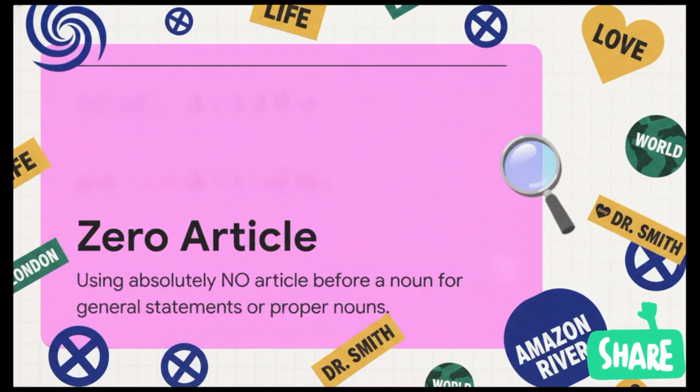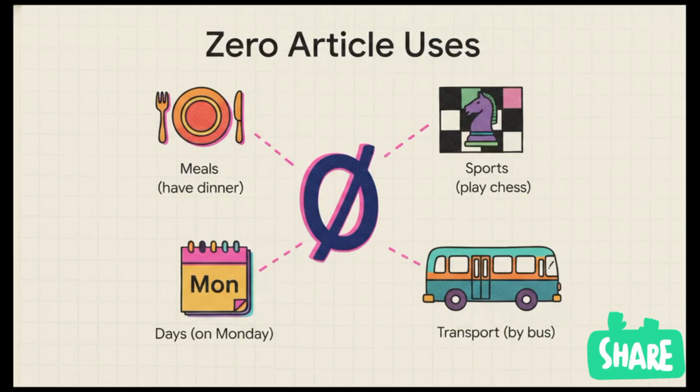It just means absolutely no article before a noun. And the really key takeaway here is that skipping the article in these specific cases isn't a mistake. You didn't just forget a word. It's a deliberate, grammatically correct choice. We usually reserve it for making broad, general statements, naming proper nouns, or talking about big abstract ideas, like life or love.